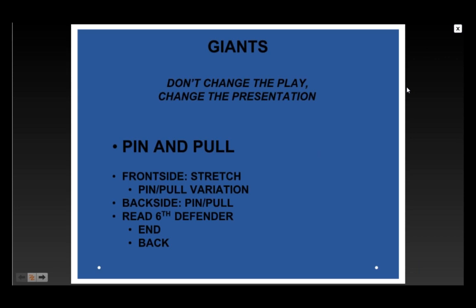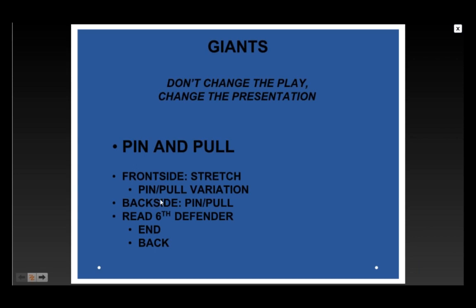Okay, all right. So Giants for us is our base pin pull scheme. It is stretch on the front side, can possibly be pin pull. Backside is automatically pin pull, and then you read the sixth defender. Now you can run it two different ways. If you have a quarterback that's a runner, you can have your tackle automatically go through to the second level and read the defensive end, or you lock the defensive end and read the linebacker on the backside, because that is now the unblocked player.